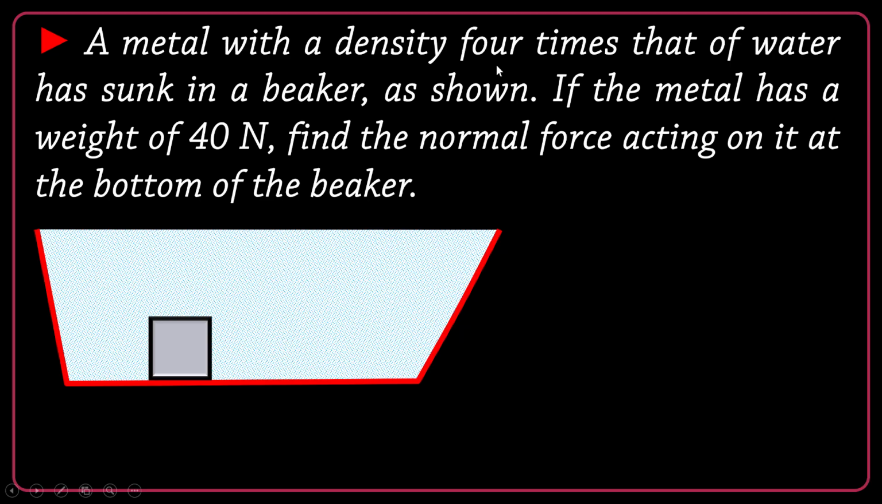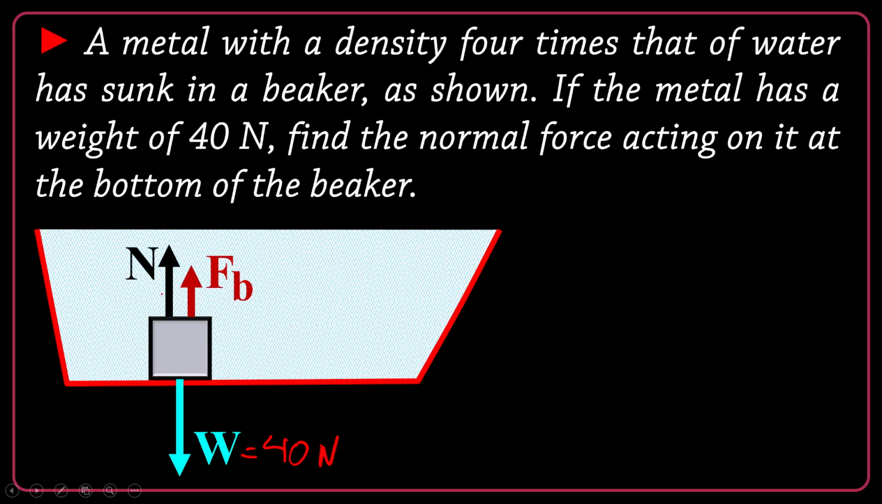A metal with a density of 4 times that of water has sunk in a beaker, as shown. Okay, it has a very large density, 4 times that of water. If the metal has a weight of 40 Newton, so let's say this is the weight of the metal and it's 40 Newton, I'm looking for the normal force acting on it at the bottom of the beaker. You know that the buoyancy force is not enough to hold the object. So rather than the buoyancy force, we need a normal force to cancel the weights. Totally, I believe that the normal force plus the buoyancy force will be equal to 40.